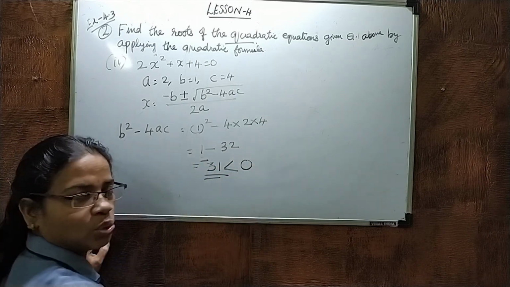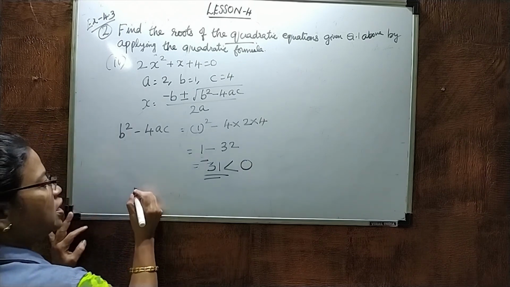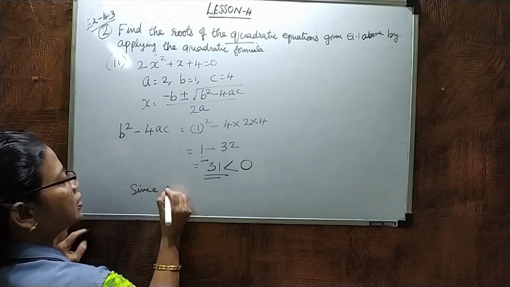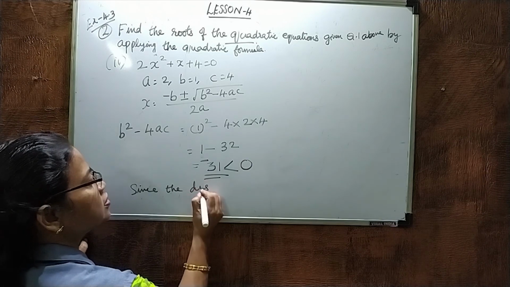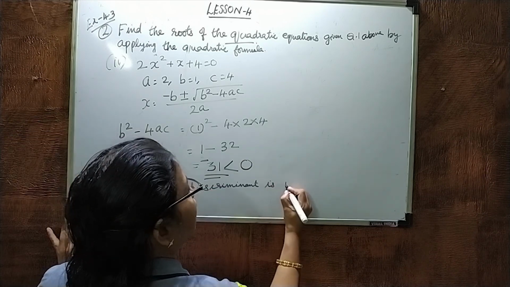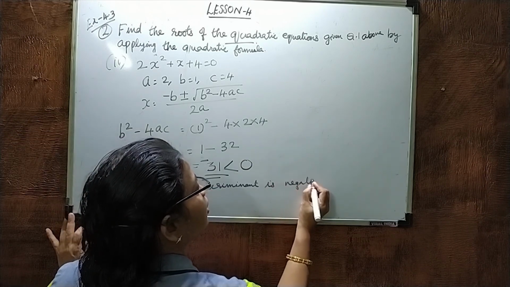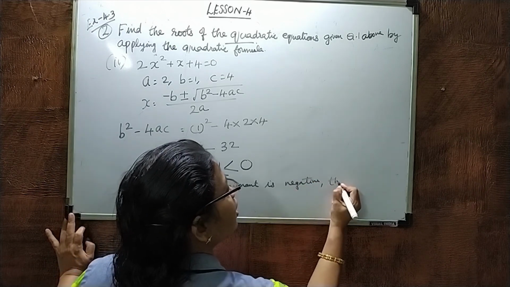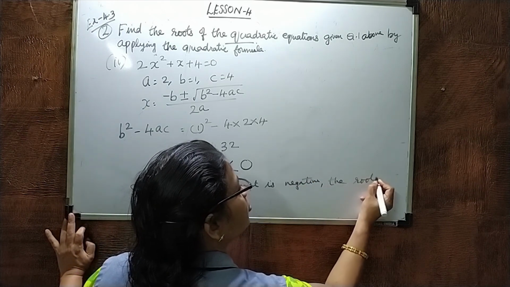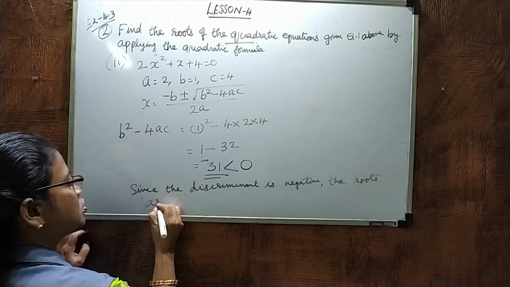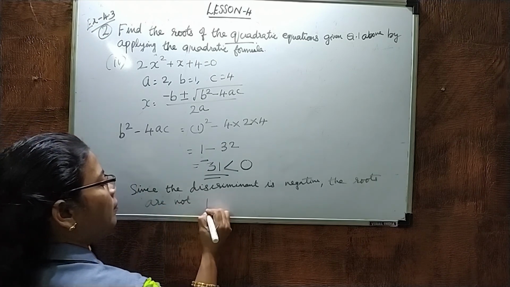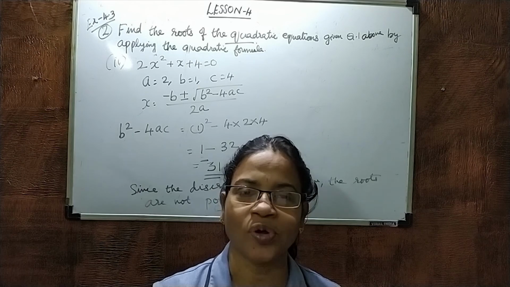Which is less than 0. What we can say then? Since the discriminant is negative, what we can say? The roots are not possible. The roots are not possible. Hope you all understood.